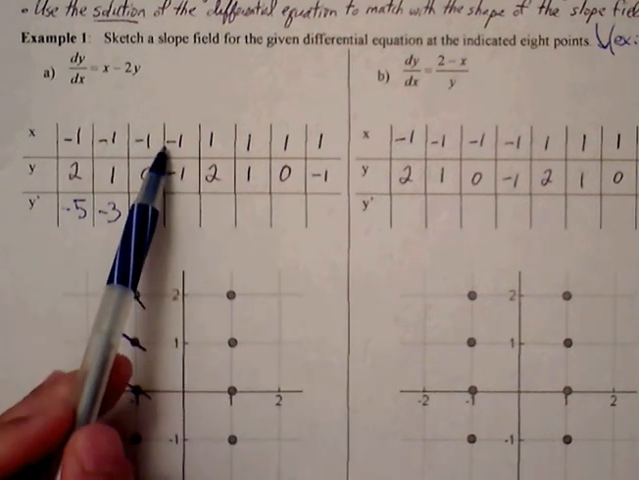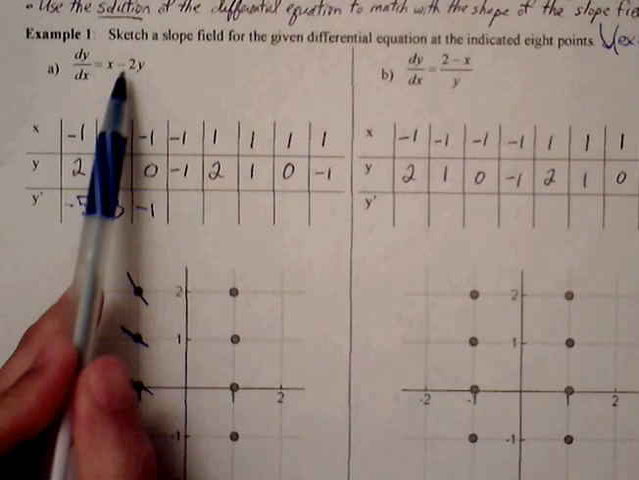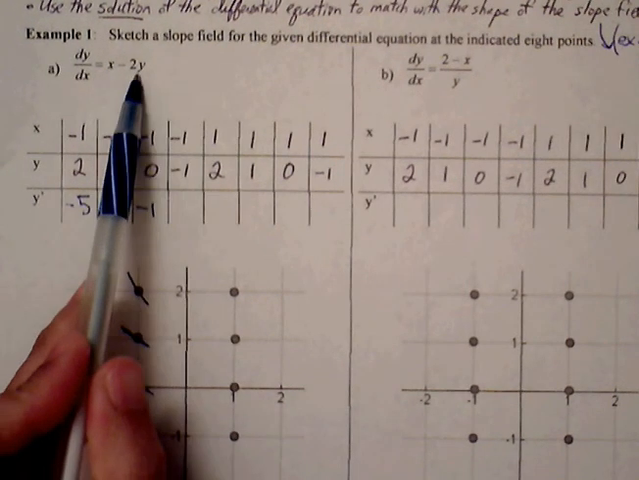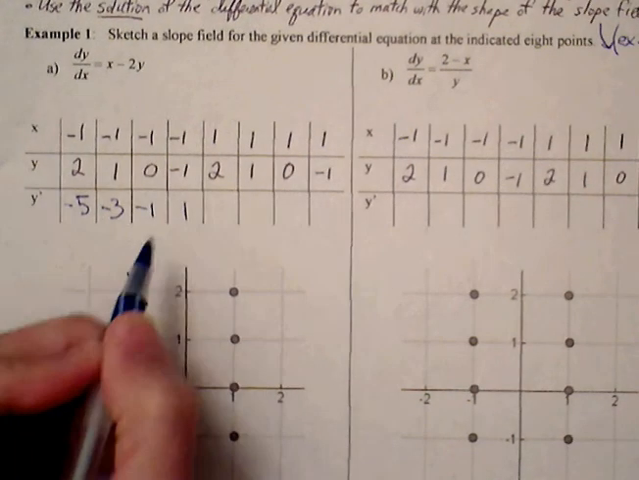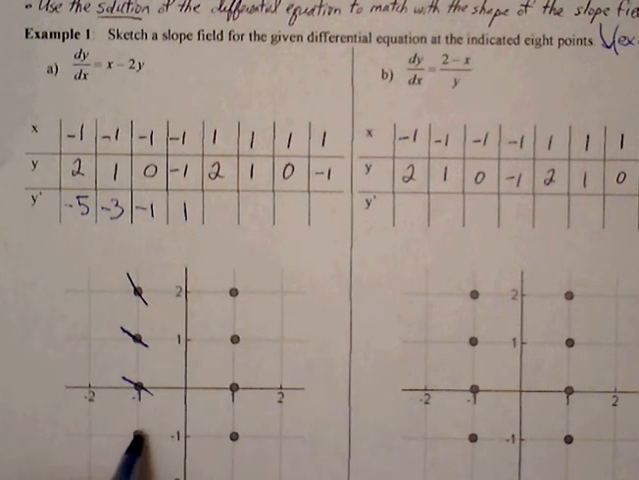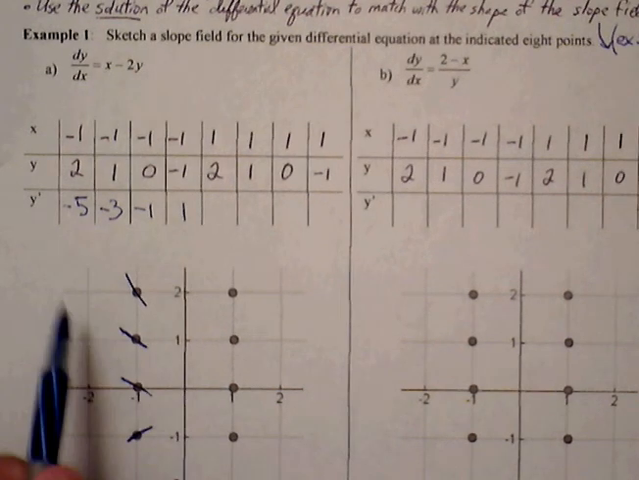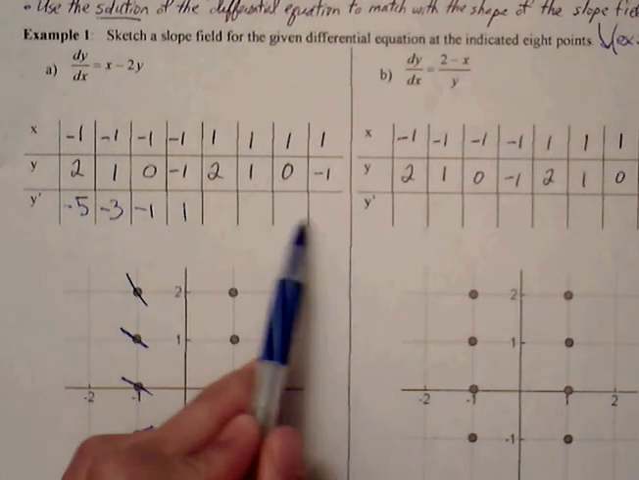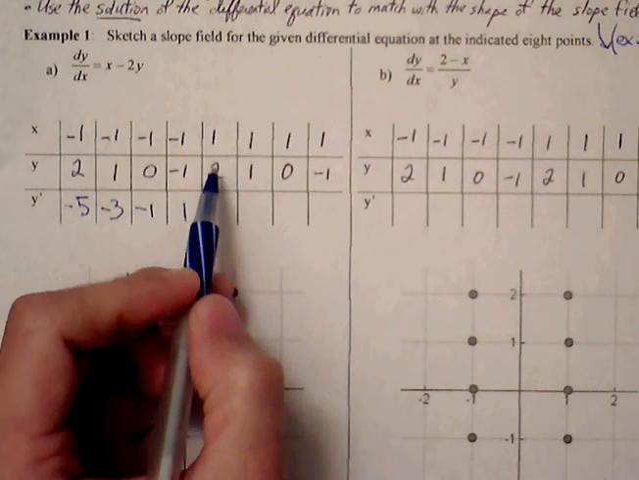Next ordered pair, negative 1, negative 1: negative 1 in for x, negative 1 in for y, so negative 1 plus 2 is positive 1. For this ordered pair, I'll create a slope segment of positive 1. Okay, so we're going to fill in the rest of these points here. Plug in 1 and 2, so 1 minus 4 is negative 3.